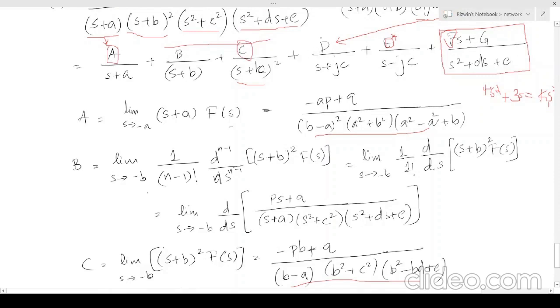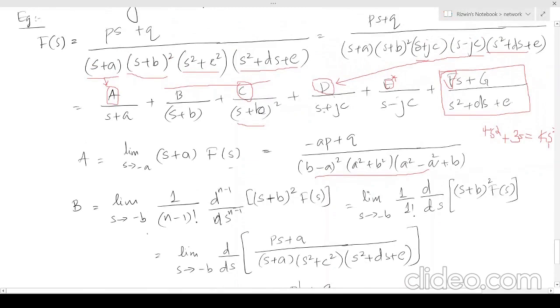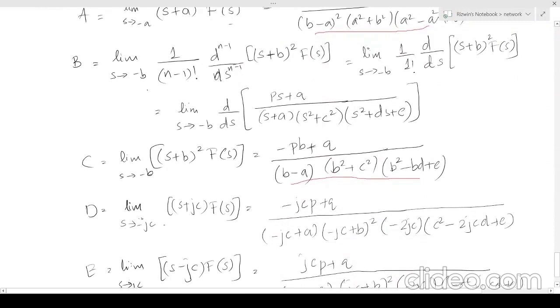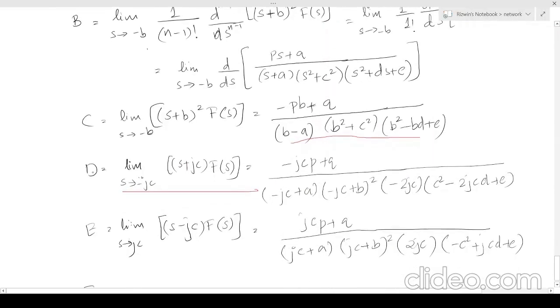I will be discussing how to find the value of B just now, after discussing how to find the value of D. Similarly, just multiply the denominator s plus jc with F of s. So it will be cancelling out. Then apply the limit. So this is the equation: s tends to minus jc, (s plus jc) into F of s, and substituting the value of s by minus jc. Similarly, the conjugate of D will be E, or you can find it by applying the limit s tends to jc, (s minus jc) into F of s, and just applying the limit you will get the value.